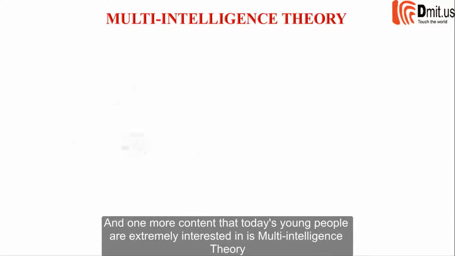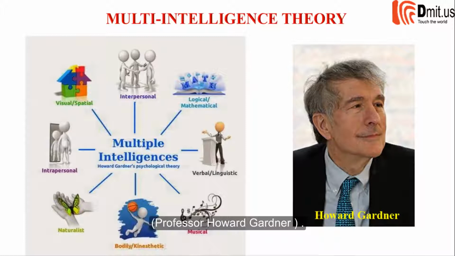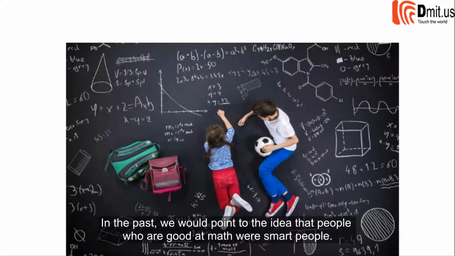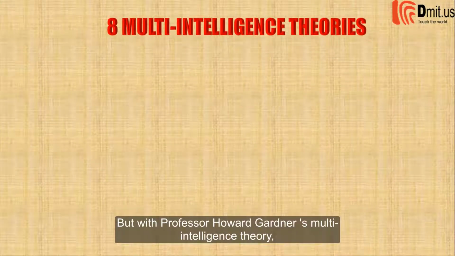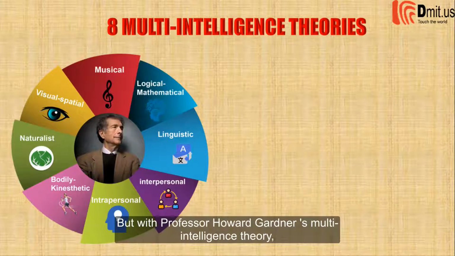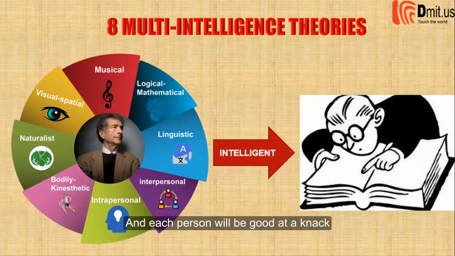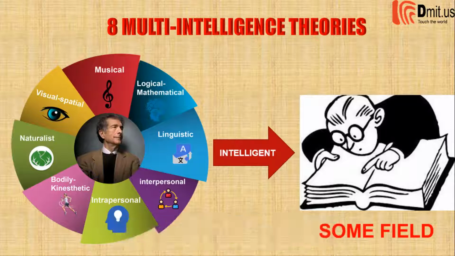And one more content that today's young people are extremely interested in is the multi-intelligence theory of Professor Howard Gardner. In the past, we would point to the idea that people who were good at math were smart people. But with Professor Howard Gardner's multi-intelligence theory, there are 9 intelligences. And each person will be good at a knack. Certain areas are not necessarily math, we need to be put in the right environment to develop our talents.